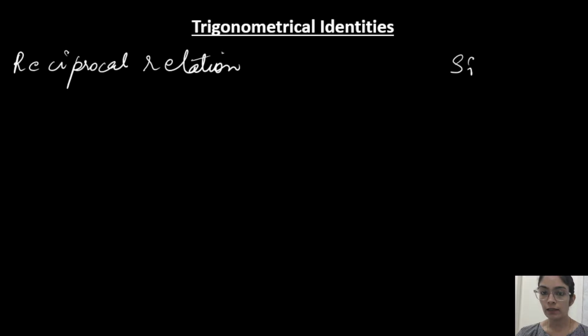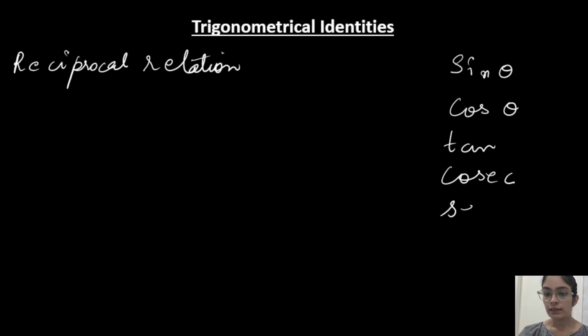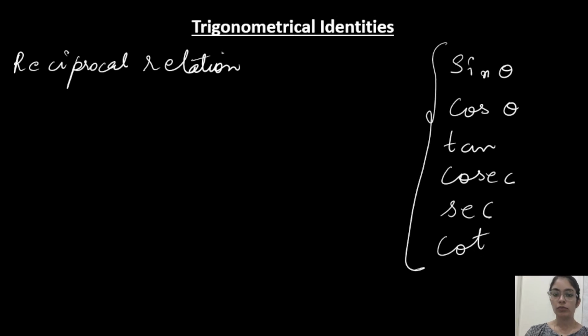So the ratios are sine, cos, tan. In short, I'm writing sine as SIN, as mostly we write. Then cos is cosine, tan is tangent. Then cosecant, secant, and cotangent. So these are the 6 trigonometric ratios, and there are some different types of relations.